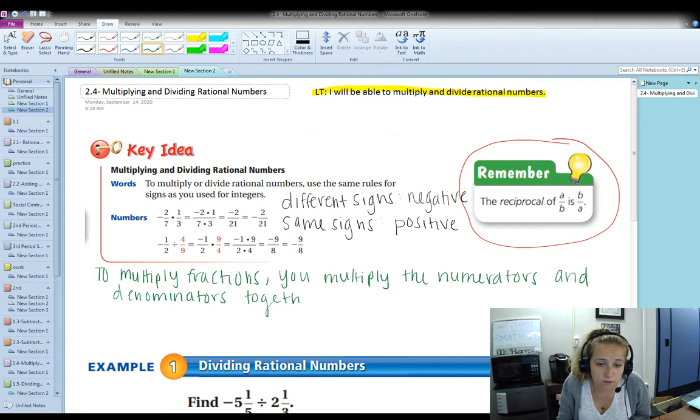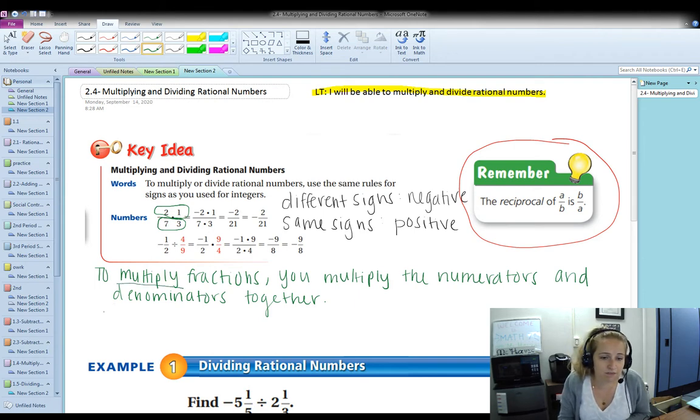So if you look up here, you can kind of see that. What I like to call it in my class is the butterfly technique. So if you look up here on the numbers, you do butterfly wings around the numerators, butterfly wings around the denominators, and then it's negative 2 times 1, 7 times 3. So that's how we multiply fractions.